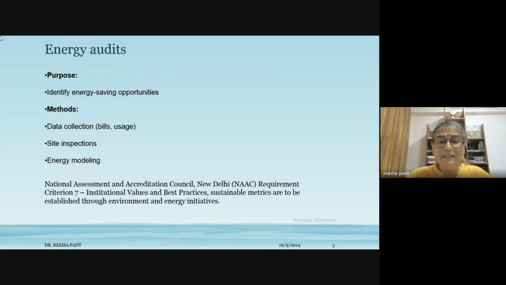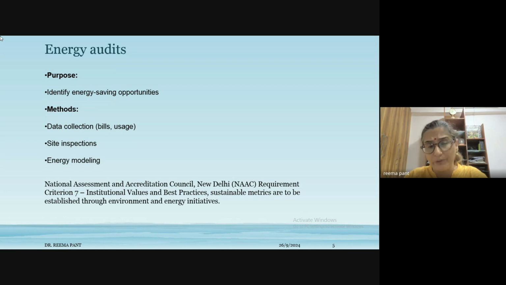So that is why this is one of the first and very important assessments or audits that needs to be done. All right. So the purpose is, of course, energy saving, and the methods we use are data collection, inspection, and energy modeling.